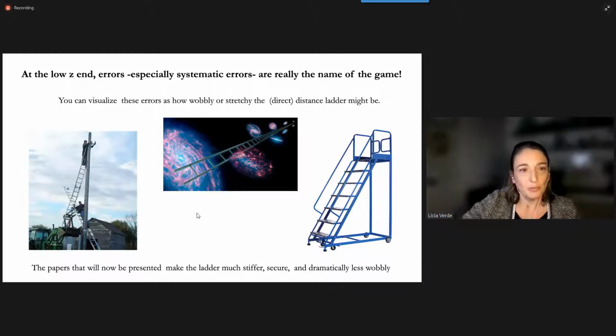And the paper that will now be presented makes this ladder much stiffer, much more secure, and dramatically less wobbly, so to speak. And without further ado, I give the floor to the next speaker. Please go ahead.